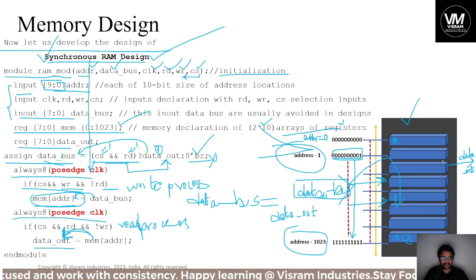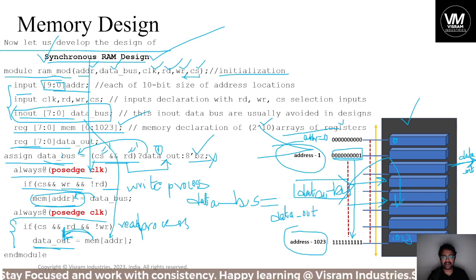Data out is a single unidirectional output, just like a register here. So there is no harm in using data out in the always block, in the procedural block. If it is an inout, see, we have ignored the data bus.